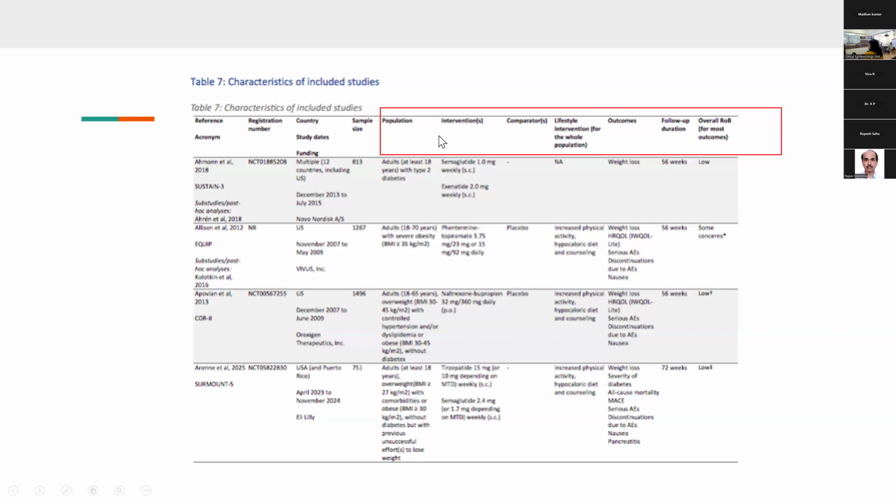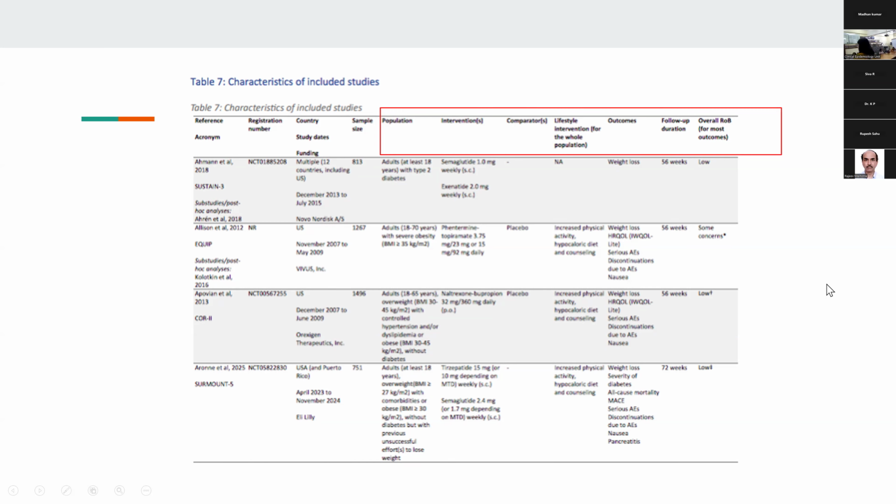So, they have the table of all the included studies. For example, this Ahmann et al. in 2018, they had adults with type 2 diabetes. The comparators were semaglutide versus exenatide, and there was no lifestyle intervention used, and the outcome was weight loss, and the follow-up duration was 56 weeks.